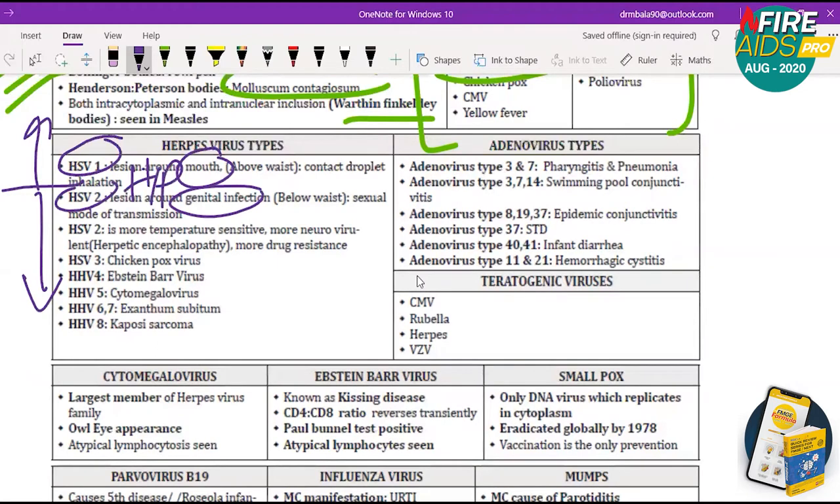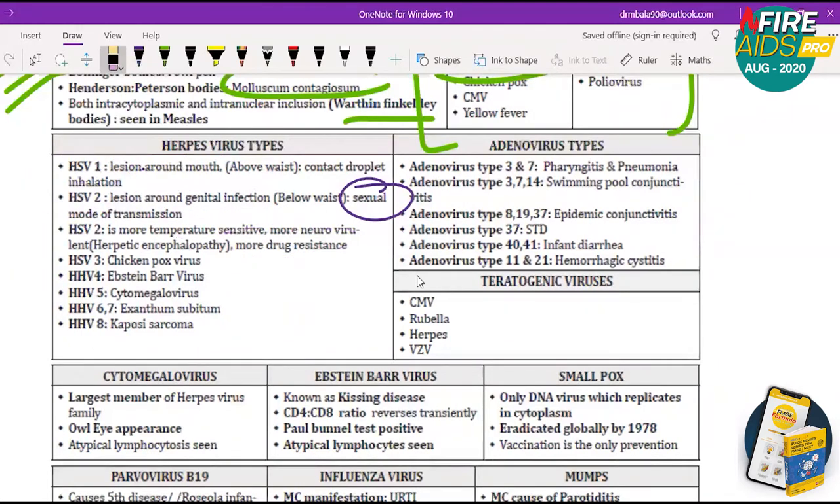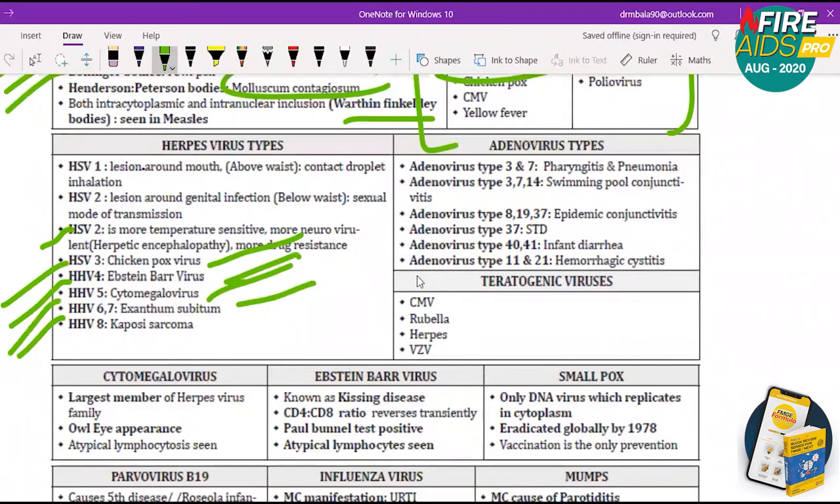HSV-2 transmission is by the sexual route. HSV-2 is more temperature sensitive, more virulent, and more drug resistant. So out of HSV-1 and 2, HSV-2 plays a major role in your examinations. Then comes HSV-3, that is chickenpox virus. HSV-4 is Epstein-Barr virus. HSV-5 is cytomegalovirus. 6 and 7 are exanthema subitum. 8 is Kaposi sarcoma. All of these names are very important for MCQs.